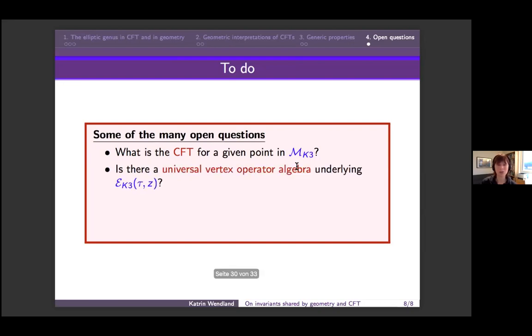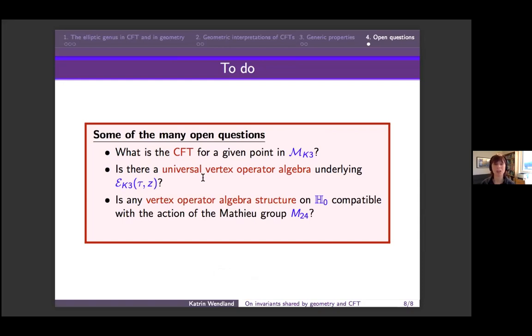And then one would like to introduce extra structure on it. For instance, we do expect the structure of a vertex operator algebra on it. If things go well, there's going to be a universal vertex operator algebra underlying our elliptic genera. Then once we have that in dreamland, we would be able to discuss whether that vertex algebra structure is compatible with the action of finite symmetry groups.